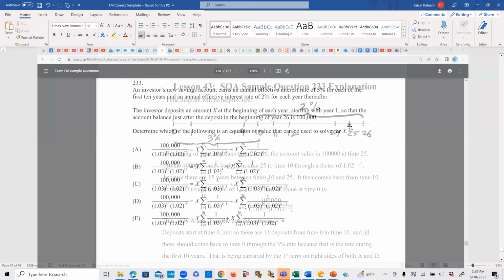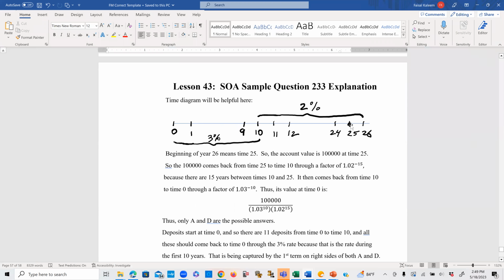So the 100,000 is the value at time 25. And if we want to bring any money value which is sitting at time 25 to time zero, we start applying the discount factors. So the issue here is that we can't just multiply it by v to the 25, which is what we usually do to bring it to time zero. Usually we have a constant interest rate. Here we have a variable interest rate.